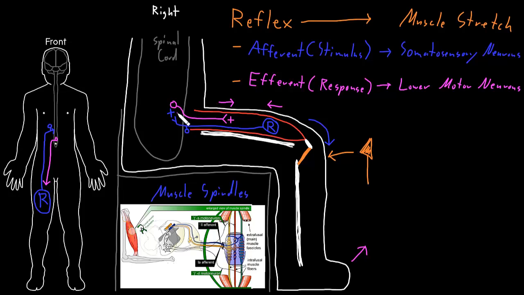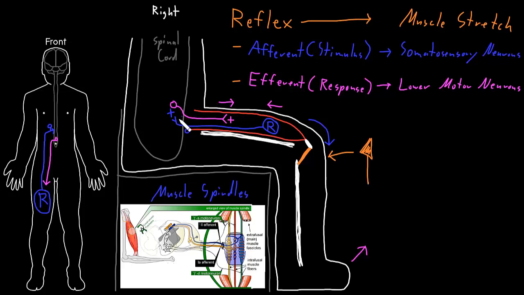So if there's a problem with either the lower motor neurons or the somatosensory neurons, you can have a diminished muscle stretch reflex. And it turns out this is true for all reflexes. If there's a problem with either the afferent part of the reflex, bringing stimulus information into the central nervous system, or if there's a problem with the efferent part of the reflex, carrying response information out to the periphery, a problem with either the afferent or efferent part of a reflex can cause a diminished or lost reflex, because both parts have to be working for the reflex to occur.